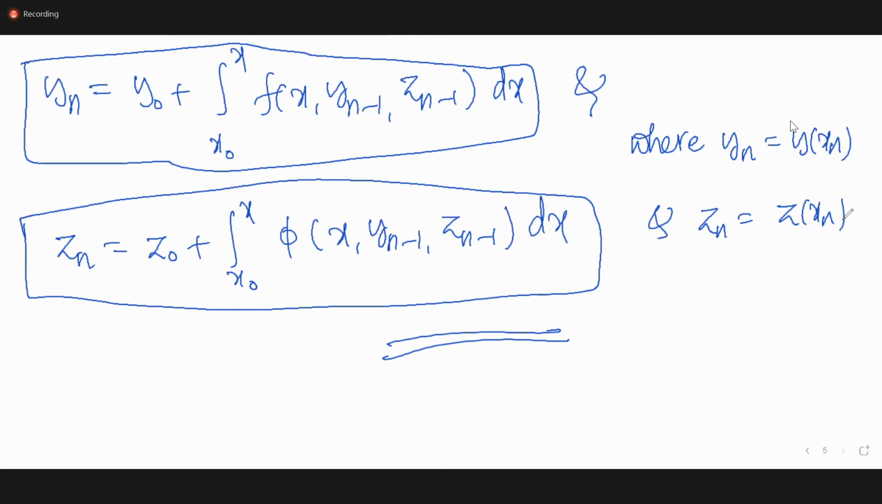For y2, what is the formula? Formula for y2. y2 is equal to y0 plus integration from x0 to x of f of x comma y1 comma z1.